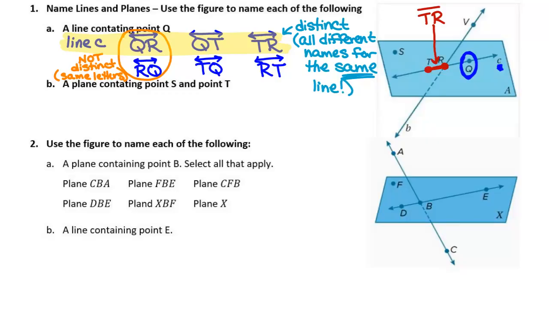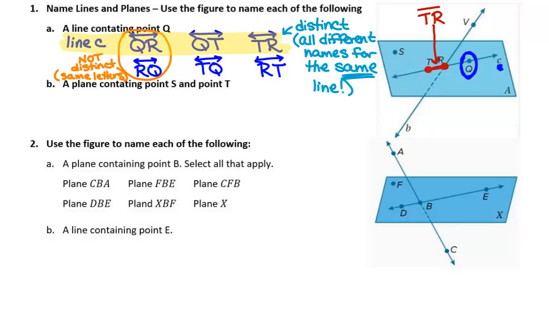Your homework will ask for distinct ways of naming a line or distinct ways of naming a plane. That means there has to be at least one letter different between the different names that you're giving. If it's the same 2 letters, just in a different order, that is not distinct. But as long as one letter changes, it is distinct. Does that make sense? Cool. All right, part B.